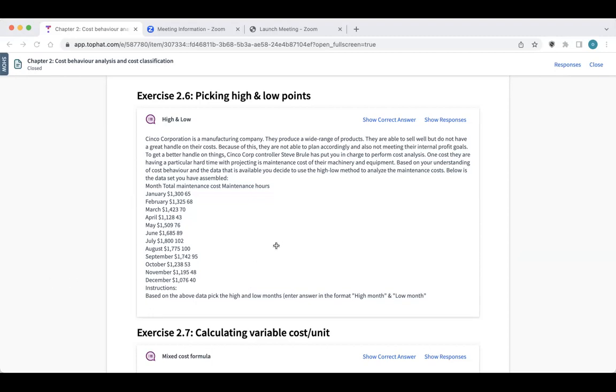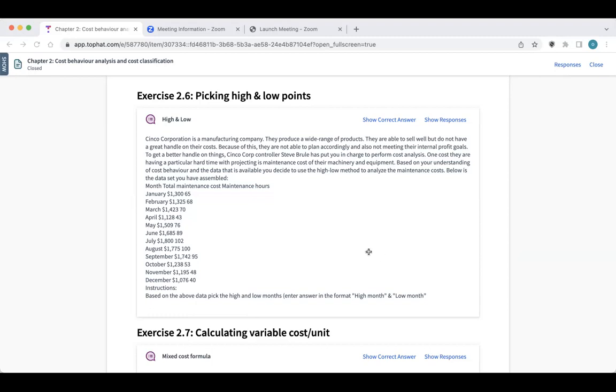My V, we just calculated it in exercise 2.7, was $11.68. So I'm going to plug that in for V. My X, that's the independent variable. So at a cost of $1,800, our activity was 102 maintenance hours. So that's what I'm going to plug in for X. F, that's what I'm solving for. I have one equation, I have one unknown, therefore I can use this to solve for total fixed costs.